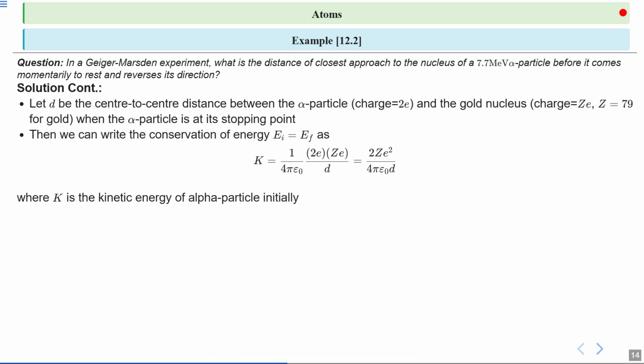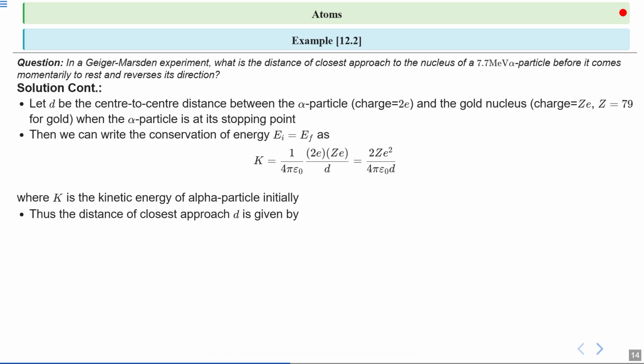So kinetic energy is equal to 1 by 4 pi epsilon naught. What is Q1? The charge of the alpha particle is 2e, and the charge of the nucleus is Ze. The distance between them is the distance of closest approach, that is D. After solving, K equals 2Ze squared upon 4 pi epsilon naught D, where K is the initial kinetic energy of the alpha particle, which is equal to potential energy. After comparing, E_i equals E_f.